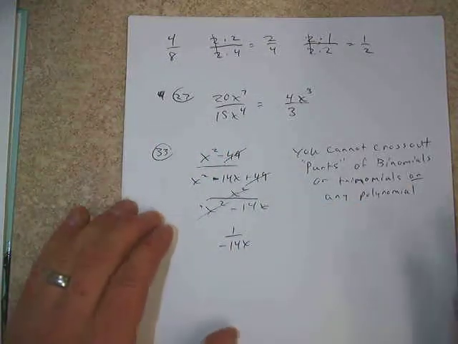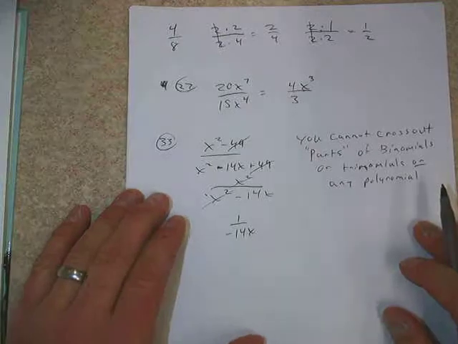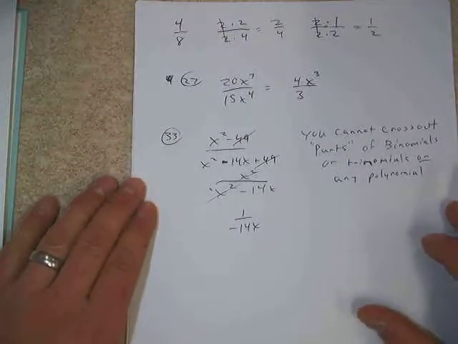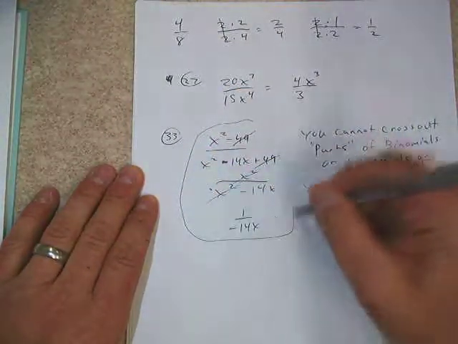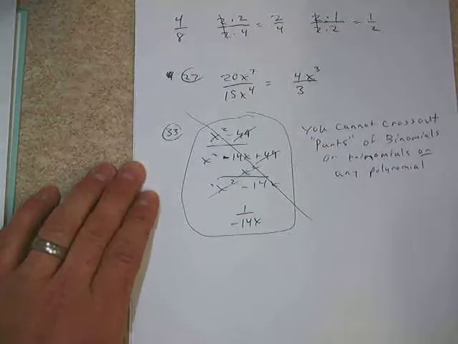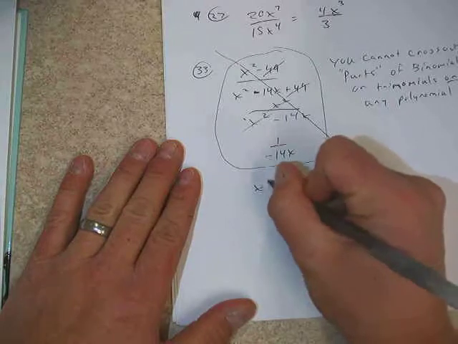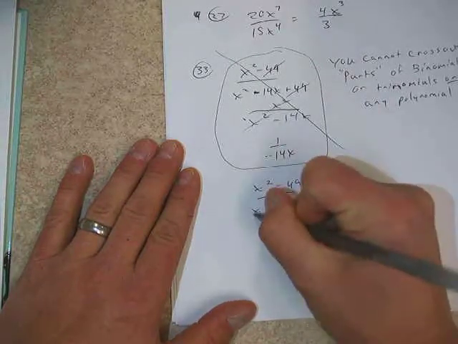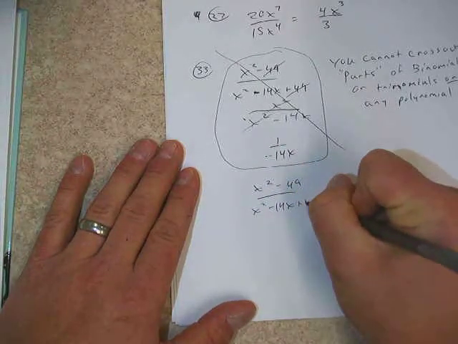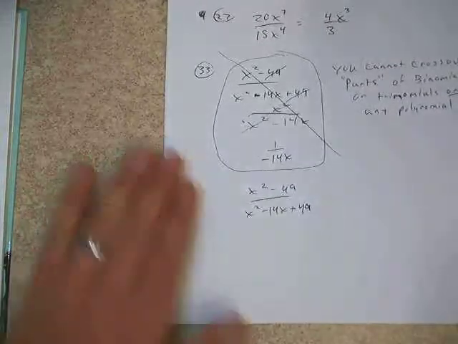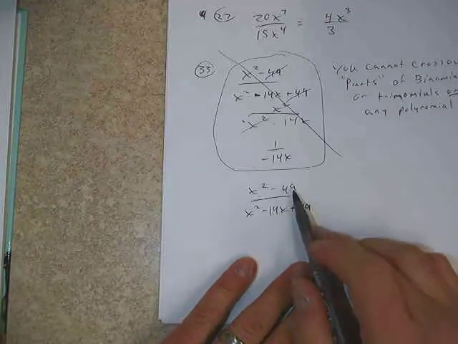The answer is absolutely not, because you cannot cross out parts of binomials or trinomials, or any polynomial for that matter. So the fact that I took the two 49s and crossed them out, those are both parts of binomials and trinomials. Cannot do that ever. Every time we do that, it's going to be wrong immediately. So do not do this. Put this in your mind and put a big X through it. We cannot do that process.